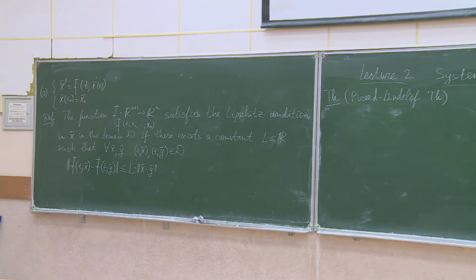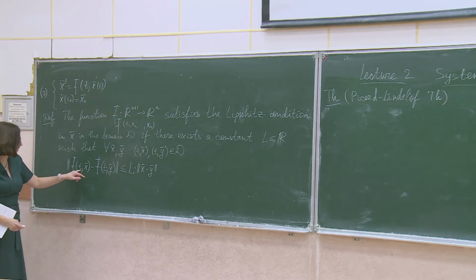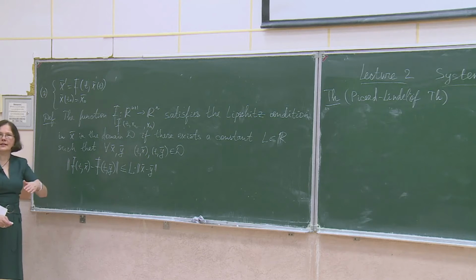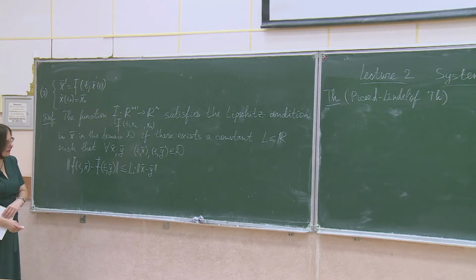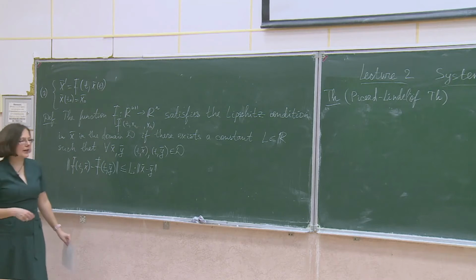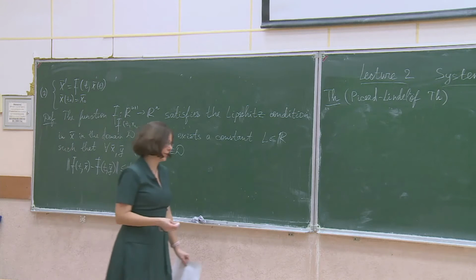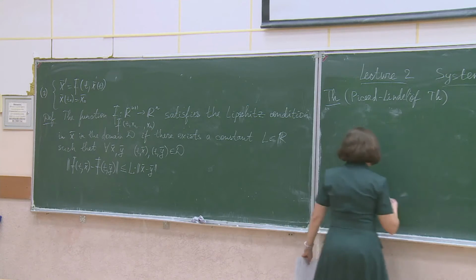Okay, so this is the Lipschitz condition. f satisfies the Lipschitz condition in x. So pay attention to this: t is fixed. It is the same for both points. Only x and y are varied. Now let's discuss this Lipschitz condition.